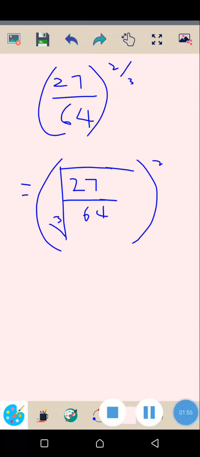Okay, so we then solve for that and simplify it as we determine the cube root of 27 and cube root of 64. The cube root of 27 is 3 and the cube root of 64 is 4. Alright, we then have 3 over 4 raised to power 2. So we then have the solution as 3 over 4 all raised to power 2.